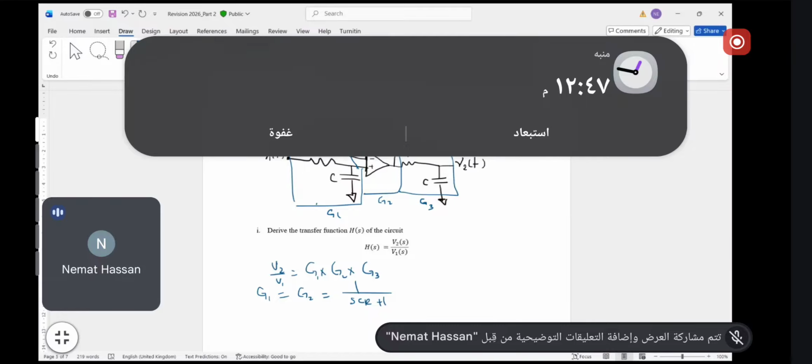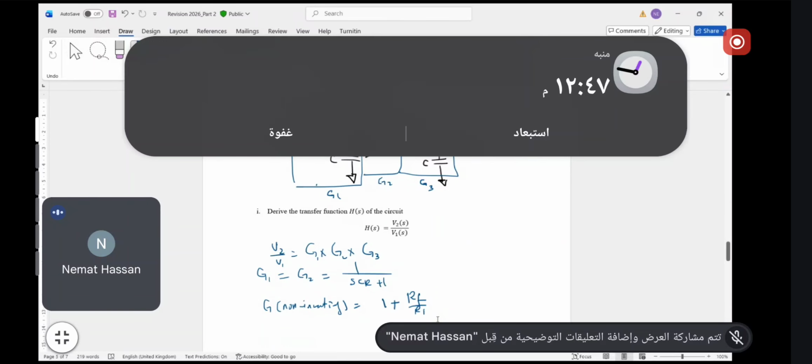Which means non-inverting, right? However, for a non-inverting amplifier, the gain is equal to 1 plus R feedback over R input, right? But if you look here, the feedback resistance is what? 0. It's a shortcut, right? And the input resistance is infinite, right? Which means the gain is equal to 1.